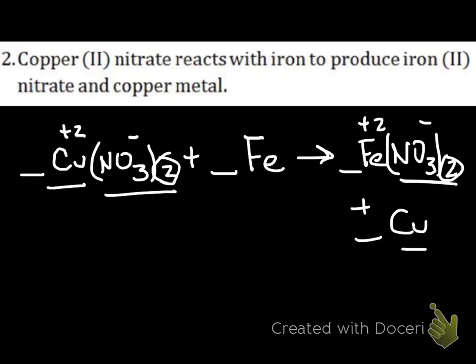I don't need to do anything to that. I have 1 iron on the reactant and 1 iron on the product. So they are all the same. So I do not need to add any moles to balance it, but I would have 1's in front of it. So that's the correct equation for number 2.